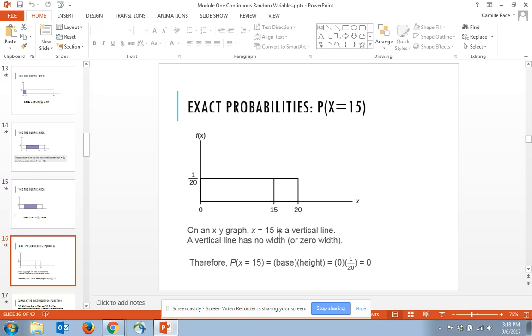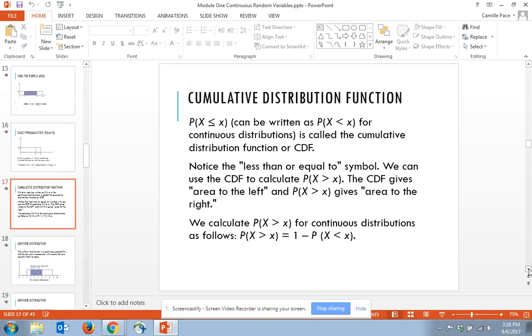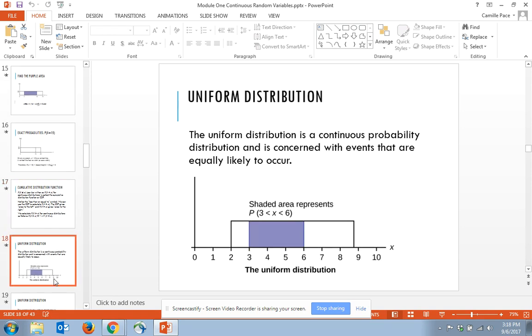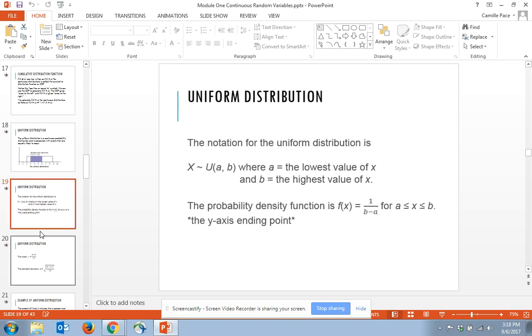15 is just a line, and I can't find the area of a line. Okay? So let's do another one. Let's go look at this one.